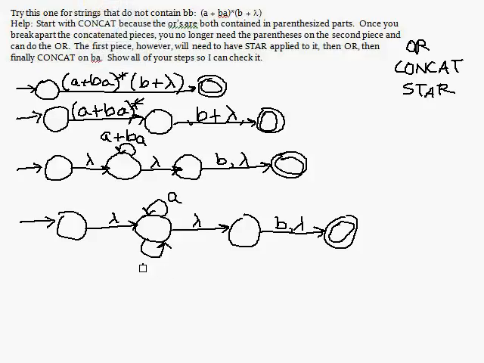Remember BA, so we can fix that back the way it was supposed to be. We need a new state in between. So that backbone is going to look like this. We're going to have a B coming to a new state and an A coming back. And that's our finished machine for that regular expression right there.